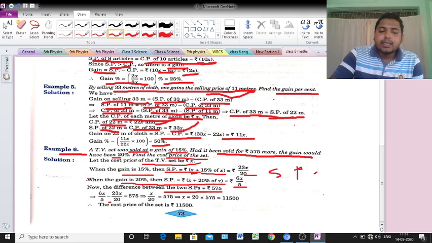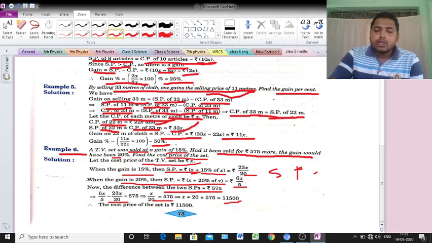So 6x by 5 minus 23x by 20 equals 575. After simplification we get x by 20 equals 575. So x equals 20 into 575, that is 11,500. That is the cost price. So the cost price of the set is rupees 11,500.